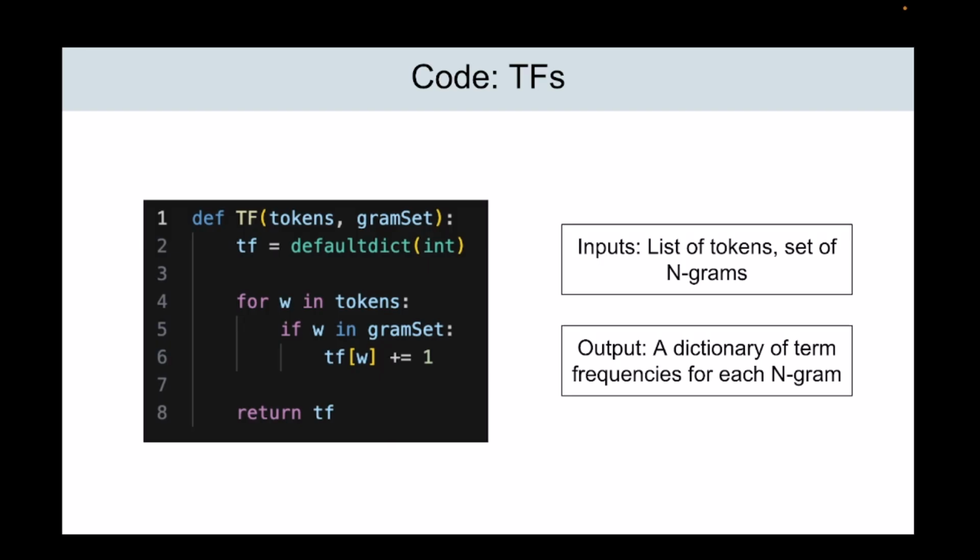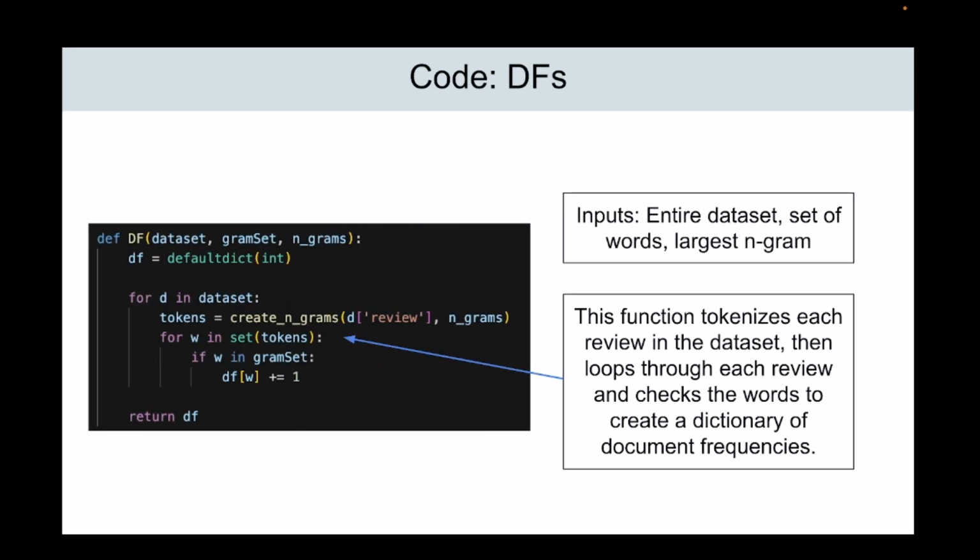Next, we wrote a function to calculate the term frequencies. This is simply a function that takes in the tokens, which in our case will be a list of n-grams, and then returns the term frequencies for each n-gram, if they're actually an n-gram that we care about. We also wrote a function to calculate the document frequencies. What this function does is loop through the entire dataset, tokenize each review into n-grams, and then count the number of documents that contain that n-gram.